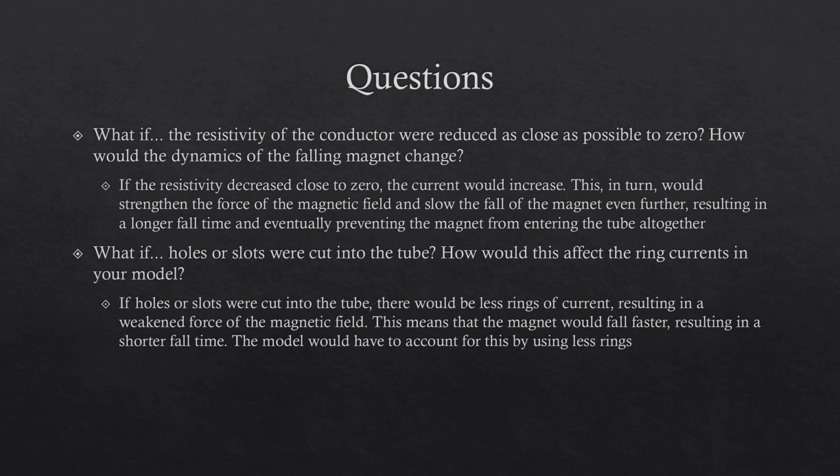If the resistivity of the conductor was reduced as close as possible to zero, the current would increase. This in turn would strengthen the force of the magnetic field and slow the fall of the magnet even further, resulting in a longer fall time, and eventually preventing the magnet from entering the tube altogether. If holes or slots were cut into the tube, there would be fewer rings of current, resulting in a weakened force of the magnetic field. This means the magnet would fall faster, resulting in a shorter fall time. The model would have to account for this by using fewer rings.